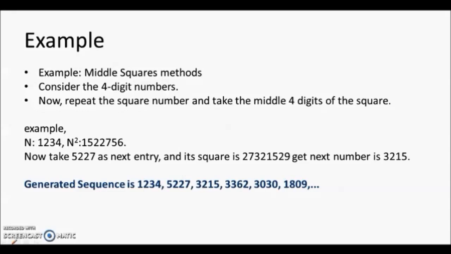So we get the generated sequence as 1234, 5227, 3215, 3362, 3030, 1809, and so on. Note that this is not a reliable method because for some seeds it will repeat itself fairly quickly, and the selection of numbers may not be very uniform in the intervals as zeros tend to be propagated.